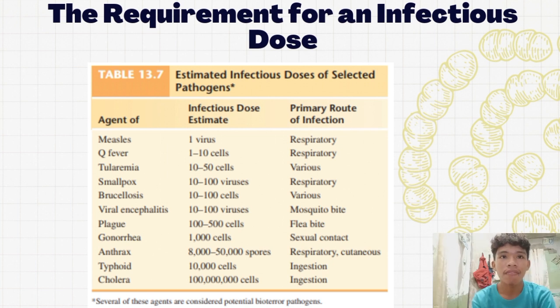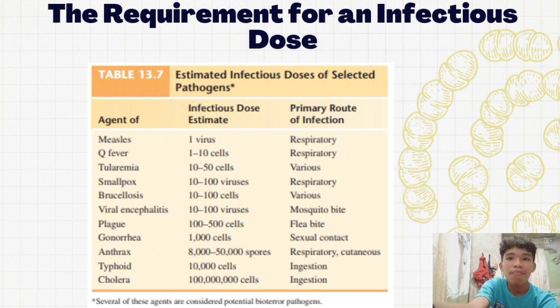Another agent of viral encephalitis. Infectious dose estimate, 10 to 100 viruses. Ang primary route of infection is mosquito bite. Ang viral encephalitis, inflammation of the brain caused by a virus, often transmitted by mosquitoes siya. And ang plague naman is about 100 to 500 cells. Primary route of infection, flea bite. Ang plague naman is a serious bacterial infection spread mostly by fleas and lives on rodents.